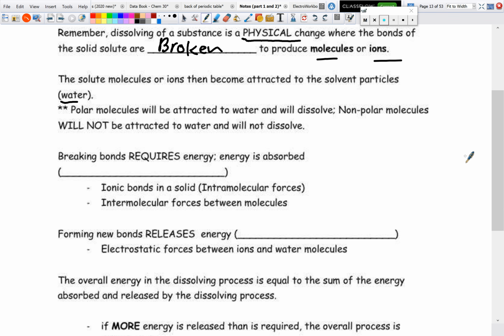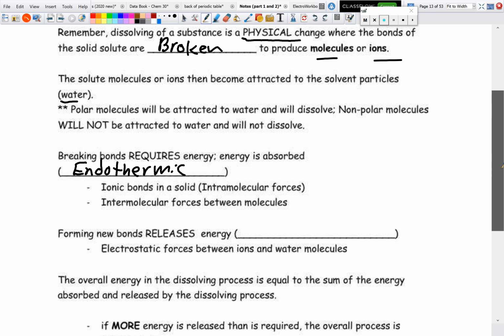Now, the initial part, breaking of the bonds, requires energy absorbed, so we call this process endothermic. This is a word that you would have learned in Science 10. And endothermic always requires energy. So of course, when we break ionic bonds in a solid, or if we break the intermolecular force between molecules, these are just the bonds.